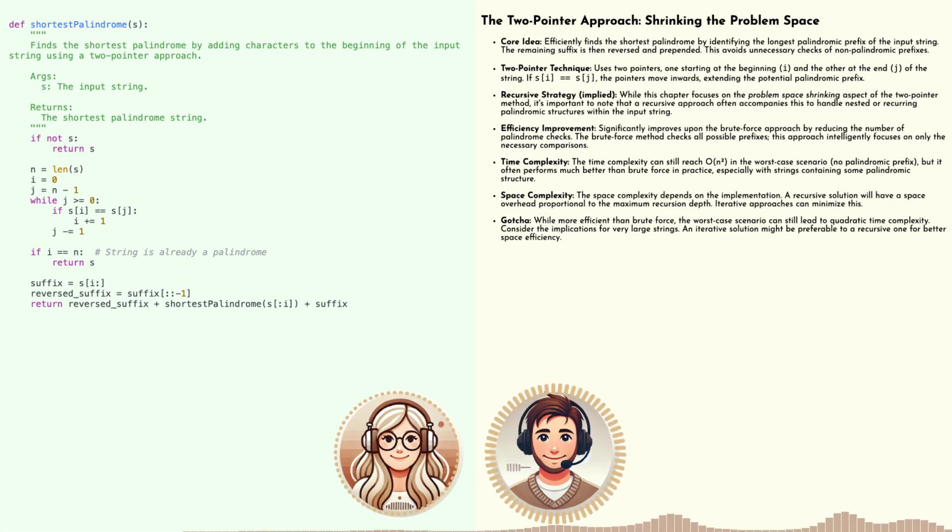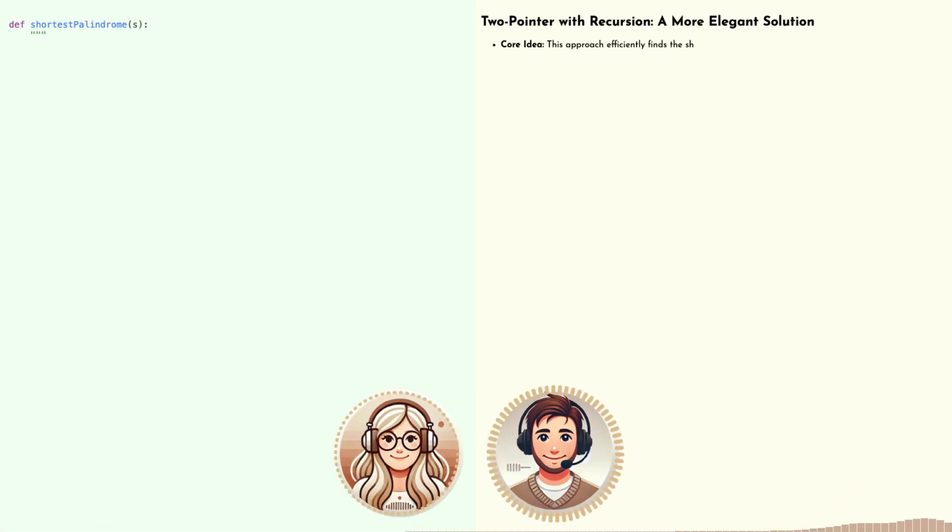As long as the characters match, we're essentially confirming a potential palindromic prefix, right? It's like we're shrinking the problem from both ends. You've got it. And this process continues until we either hit a point where the characters don't match or the pointers meet in the middle. Okay, that makes sense. So what happens if the pointers don't match?